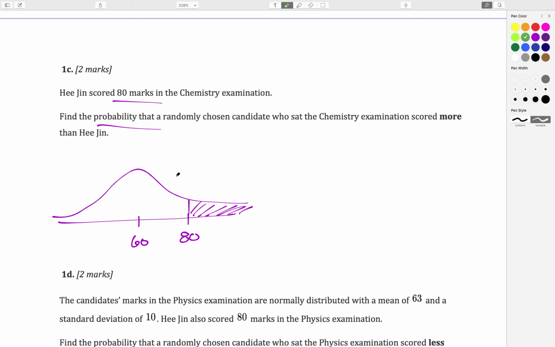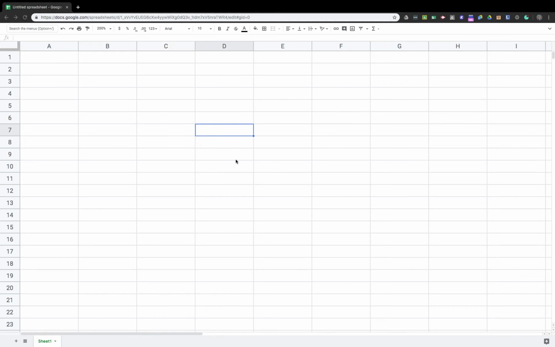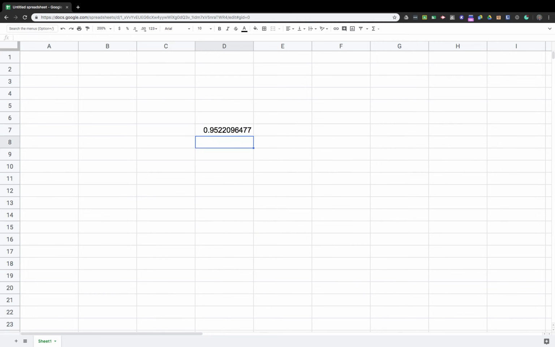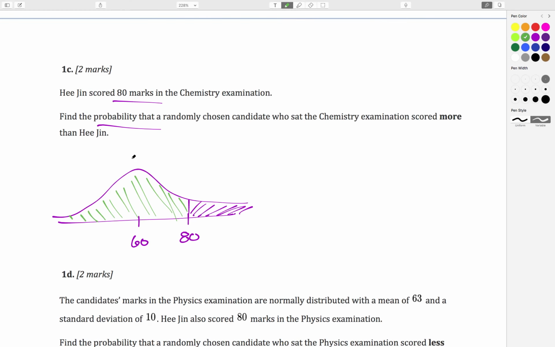We want that right side. Google Sheets lets us calculate left tails, so all I need to do is use my norm dist function. Equals norm dist, my x value is 80 in this case, that's a given value. My mean is 60, standard deviation is 12, and cumulative always true. This gives me a probability of 0.9522. I'm going to write this down because I'm going to use it later on.